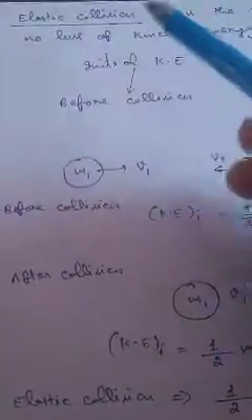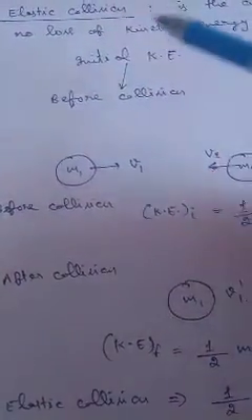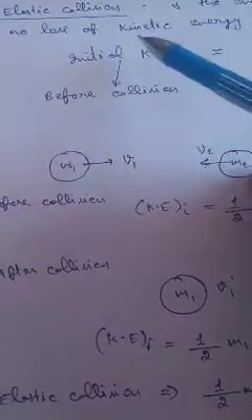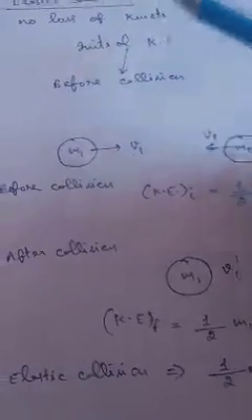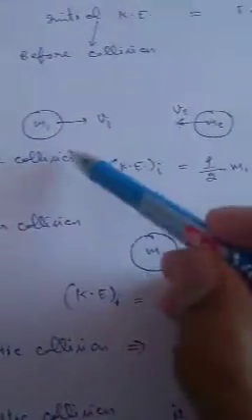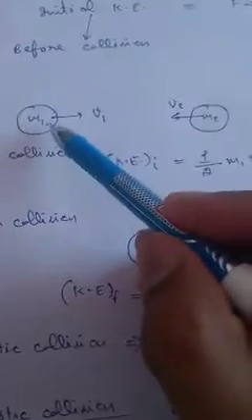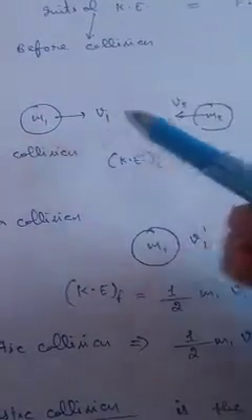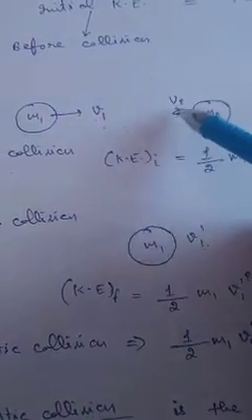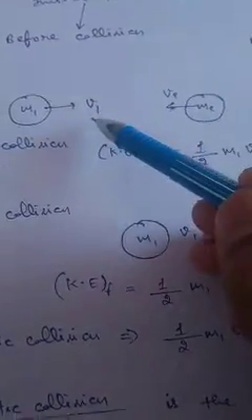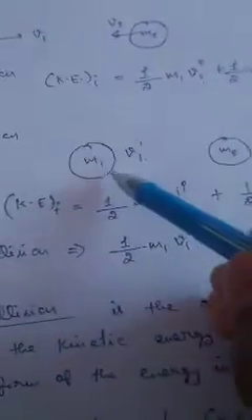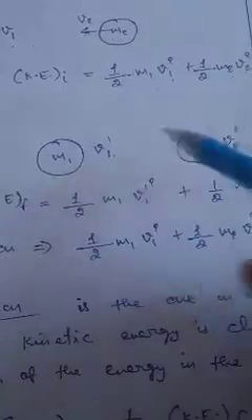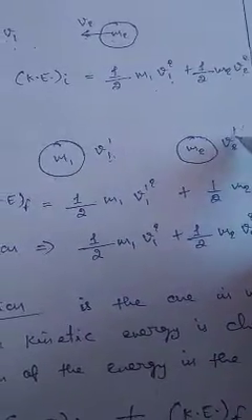In this video, we'll learn about elastic collision, inelastic collision, and also we'll do some problems related to this topic. To understand elastic collision, let's say there are two bodies. One has mass m1 and velocity v1. Another is coming with mass m2 and velocity v2. They collide, and after the collision, m1 is moving with velocity v1 prime, and m2 is moving with velocity v2 prime.